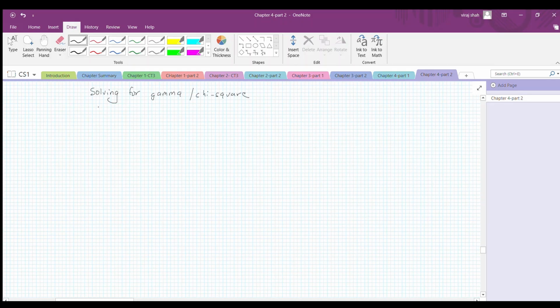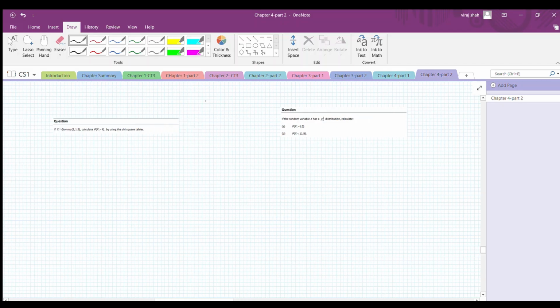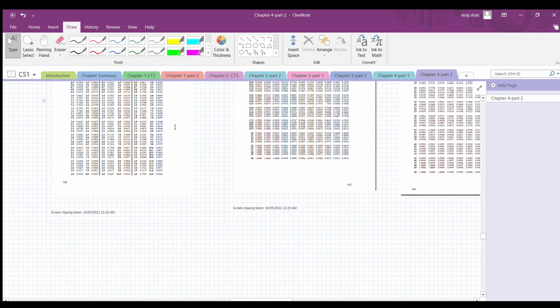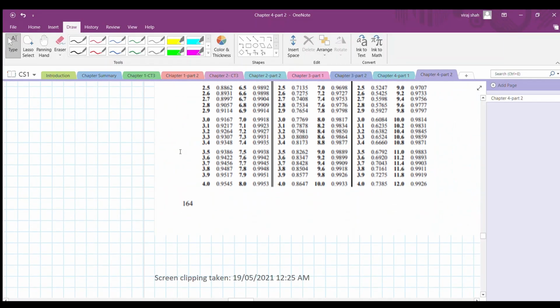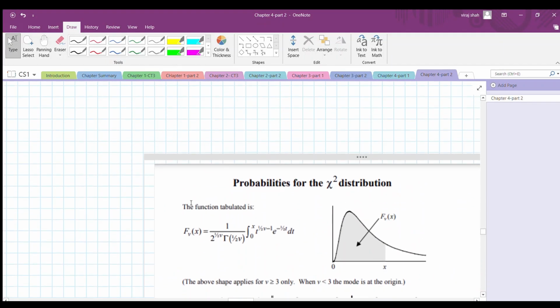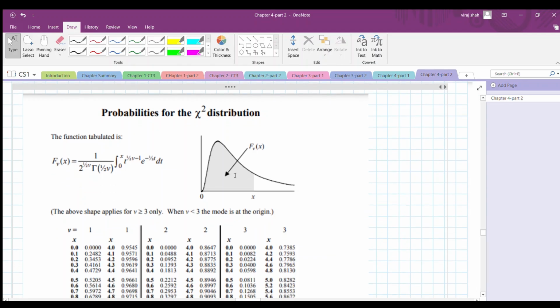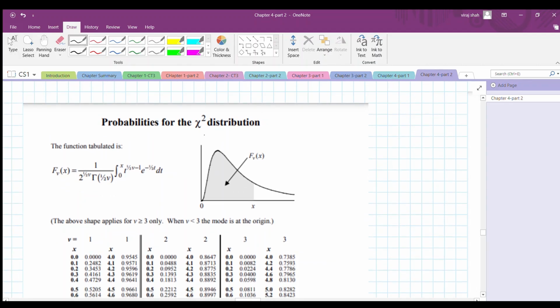and what is given in the tables. Okay, this photo which I have extracted is from page number 164 of tables. Okay, and you can see this photo, right? So what does this graph indicate?